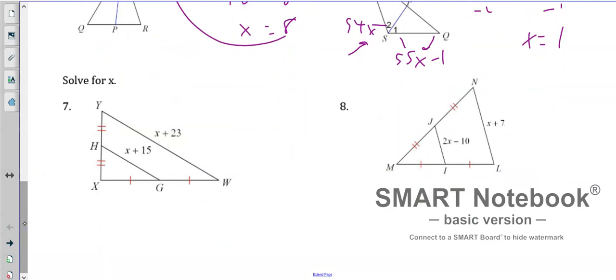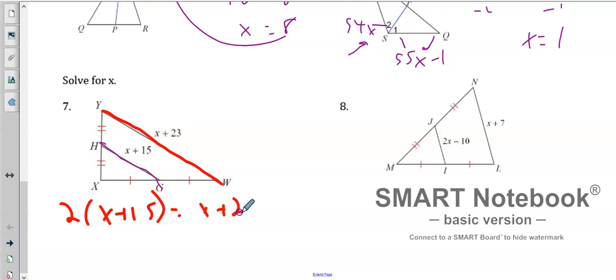All right, now please look at these pictures. That line is clearly not the same size as that line. So don't say x plus 15 equals x plus 23. In fact, this line is half of this line. So it takes 2 of these to equal the red one. So we write that: 2 of these equals this one.